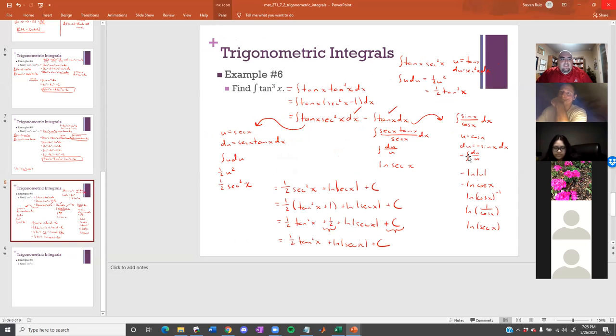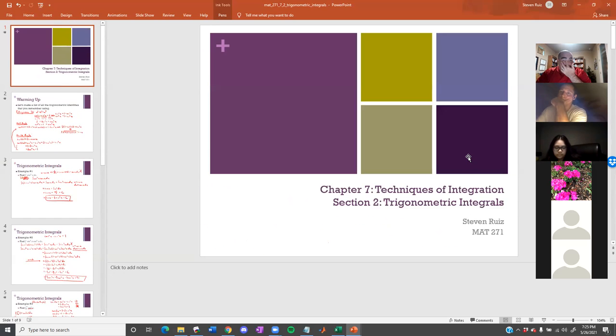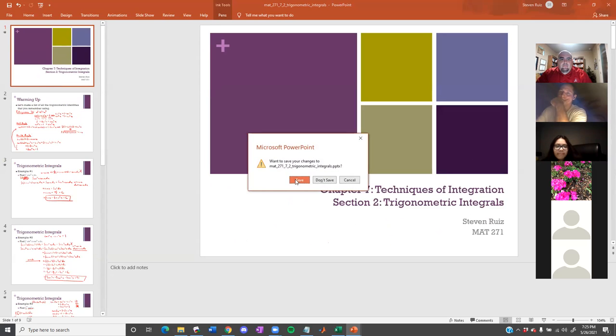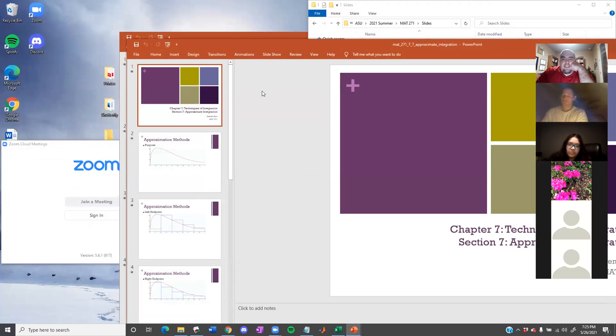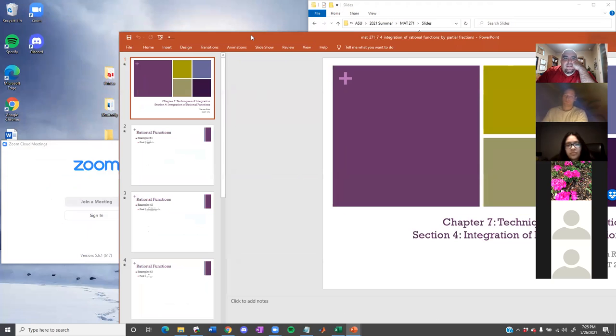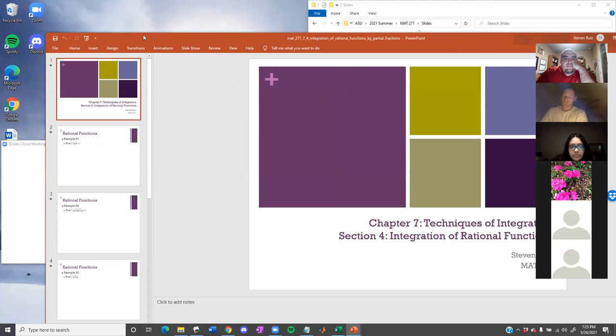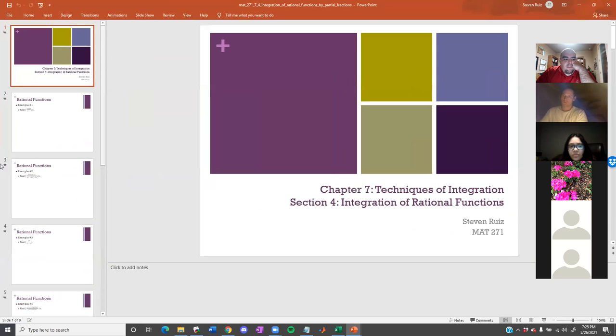Let's go ahead and get a little bit into the next section and then we'll take a break. Save those. So if anybody's been looking at the book, you've probably noticed section 3, which I don't think is really value added. So we're going to move on to 4.